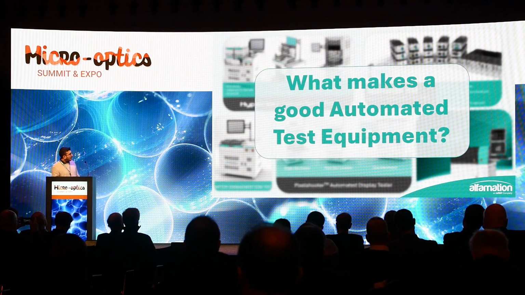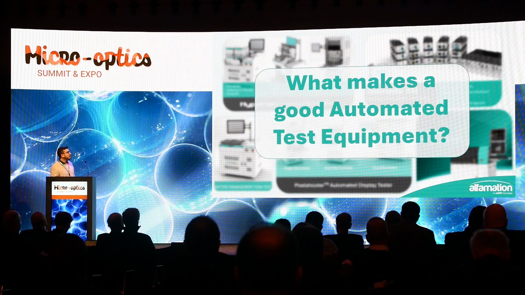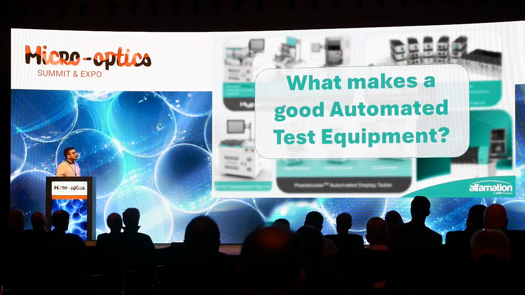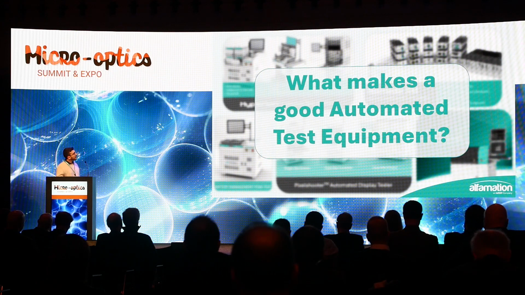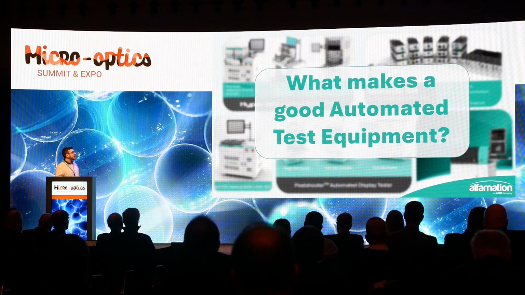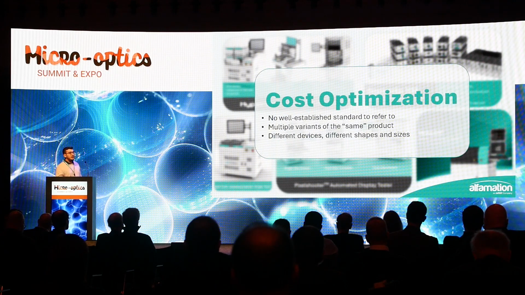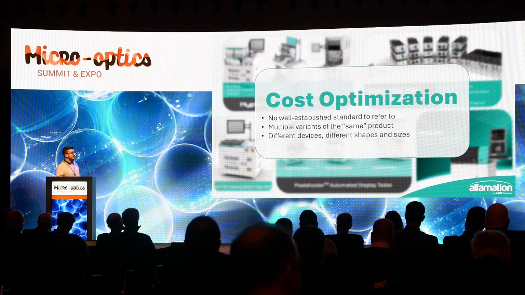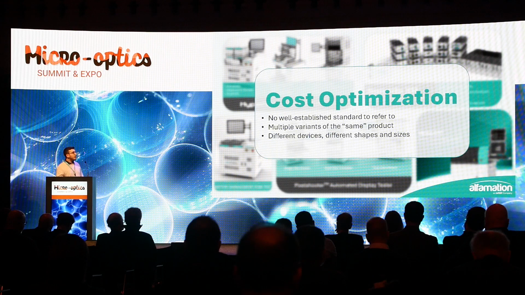So what makes a good automatic test equipment? I'd like to try to answer this question by starting from the manufacturer's perspective. I think that for micro-optics manufacturers, a key concern is cost optimization. That's true at every level, so also when choosing the test equipment, especially in micro-optics where there's not necessarily a well-established standard to refer to, and there are multiple variants of the same product, different devices, shapes and sizes. Cost optimization is really important.